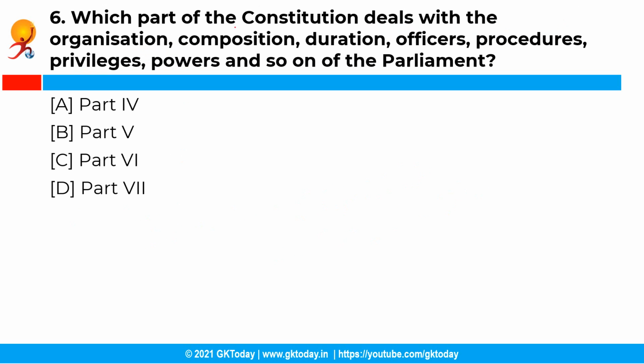Now the next question is, which part of the Constitution deals with the organization, composition, duration, officers, procedures, privileges, powers, and so on of the Parliament.